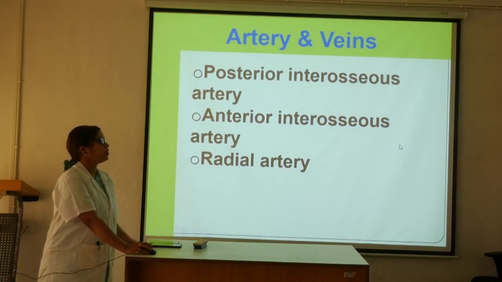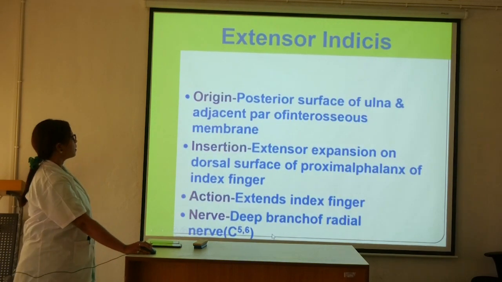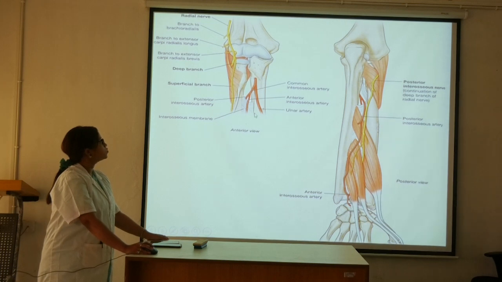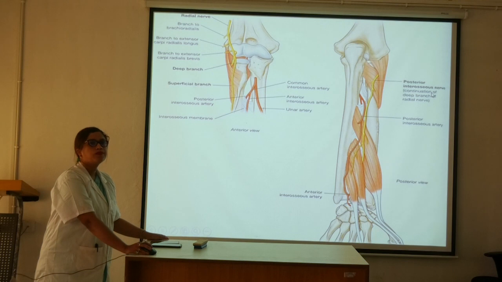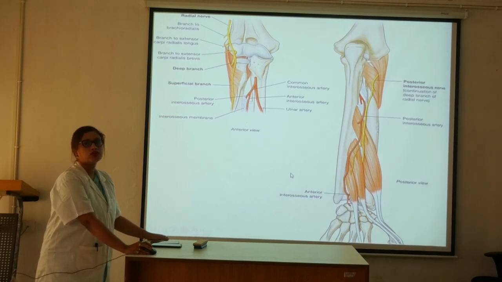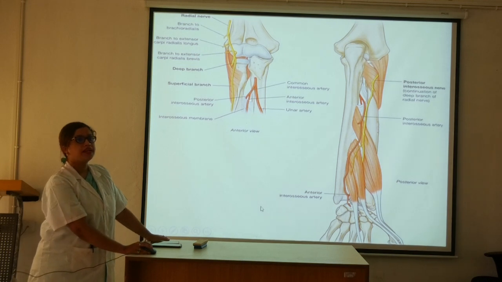Okay. So see, these are the nerve and these are the artery. Okay, so in the arteries we could see this is the anterior interosseous artery, this is the ulnar artery, and this is the posterior interosseous artery. This is the nerve. Posterior interosseous nerve is a branch of the radial nerve. Anterior interosseous nerve is a branch of the median nerve. Okay.